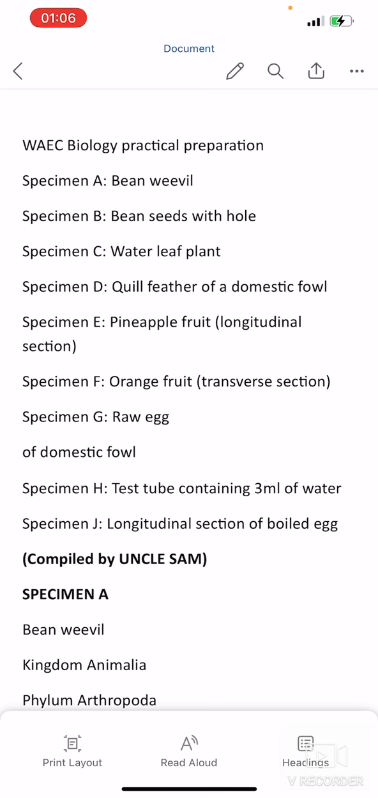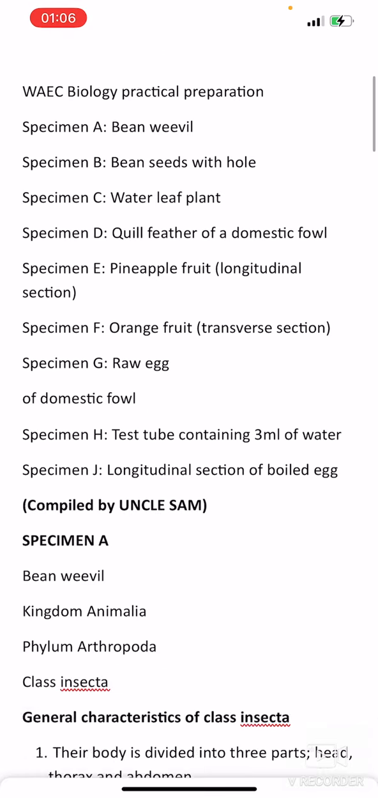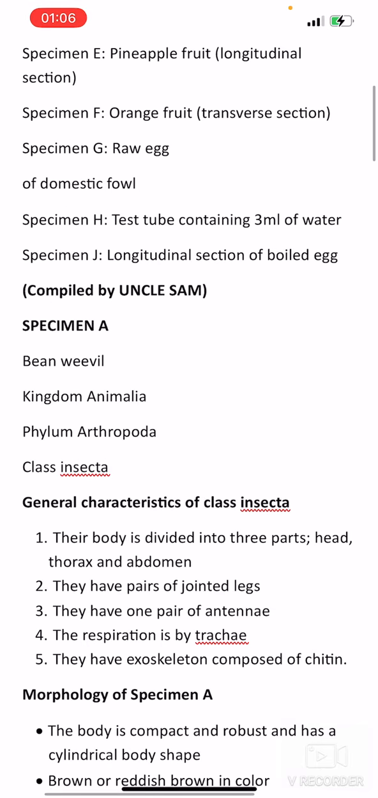Specimen F is orange fruit, the transverse section. Specimen G is the raw egg of domestic fowl. And Specimen H is a test tube containing 3 ml of water inside the test tube rack. And Specimen J is the longitudinal section of boiled egg. So now let's start with Specimen A.